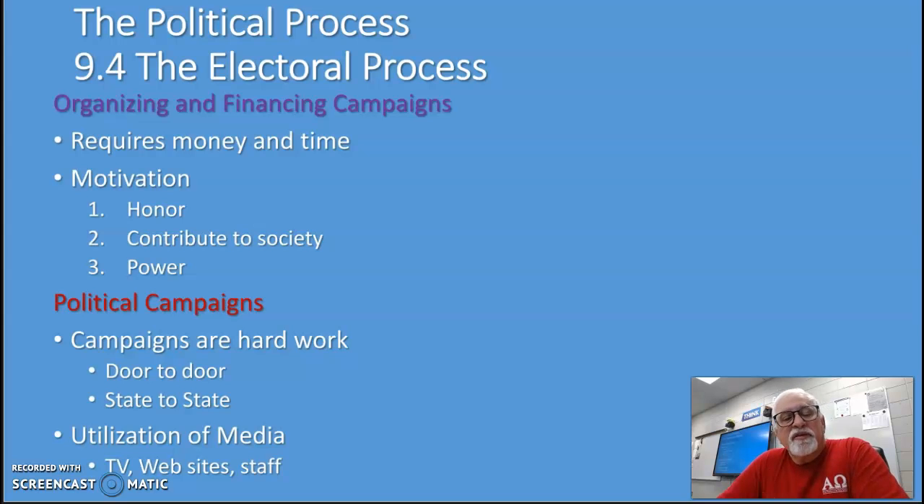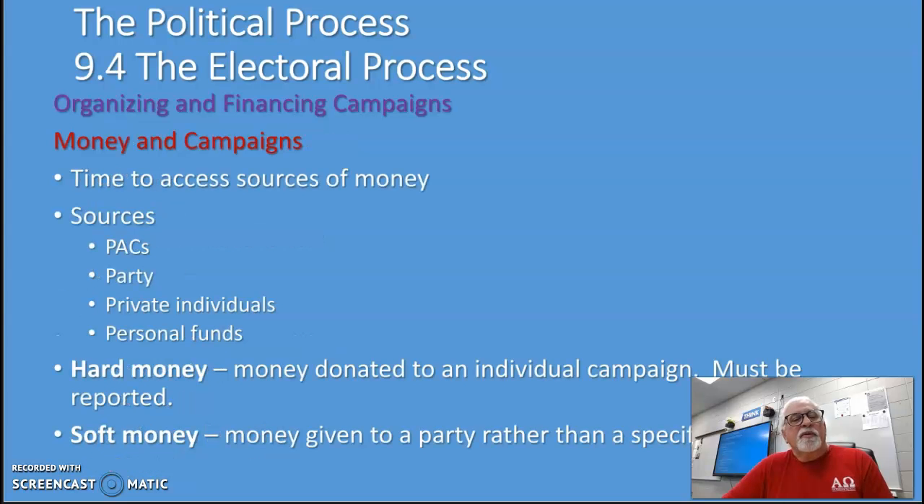And we look at the motivation, why do they do it? And it also requires that they utilize the media well. TV, website, staff, all that has to be coordinated. So it's quite a lot to run a political campaign. They have to have time and access sources of money.